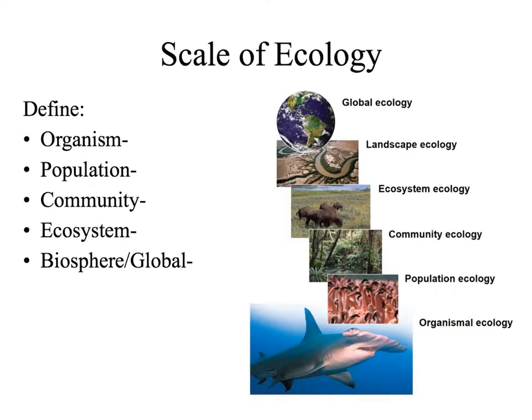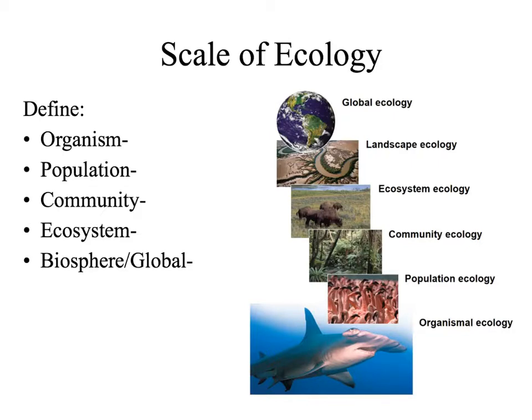Ecology itself is broken down into different scales, such as an organism, population, community, ecosystem, or the biosphere. An organism is one single individual that we can study in their environment. A population, which we've defined before, is a group of organisms of the same species living in the same area that generally can reproduce together. A community is going to be a larger scale where we look at multiple populations and how they interact together.